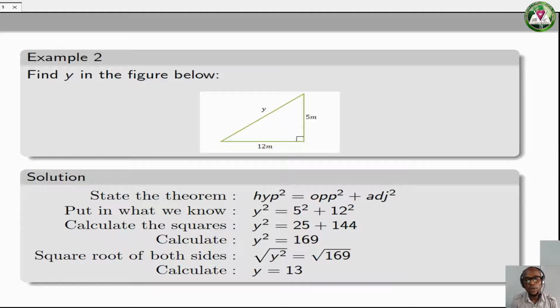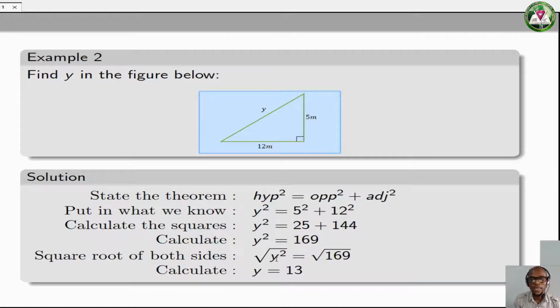So we keep on calculating. y squared equals, we sum 25 and 144. So adding 144 to 25, what do we have? 169, right? We have 169. Like we did in our previous example, we take the square root of both sides so that we get the value of y, because y is the unknown we're looking for, not y squared. So to do that, we take the square root of both sides.